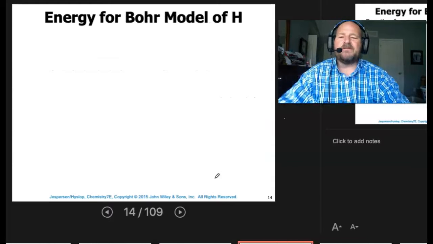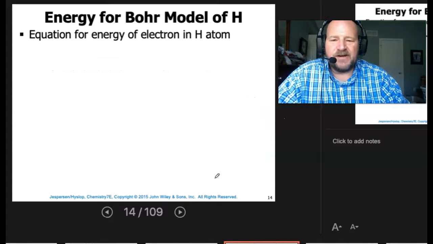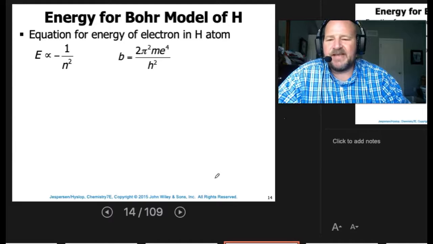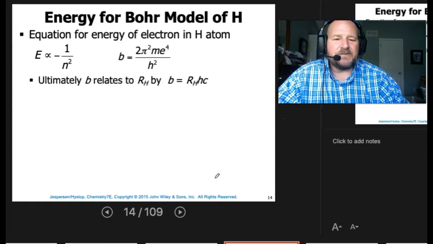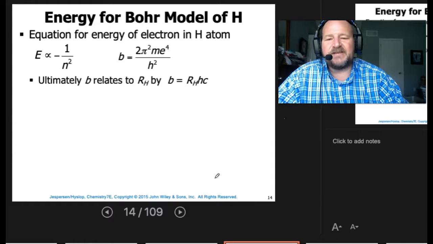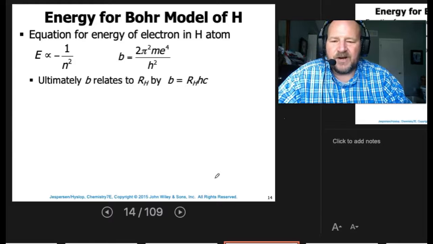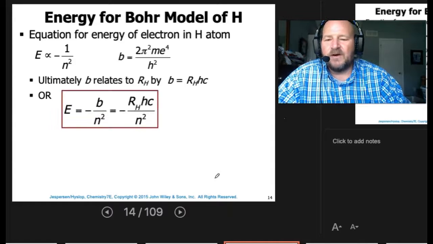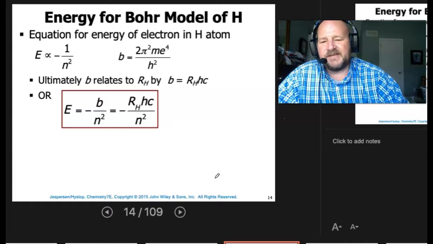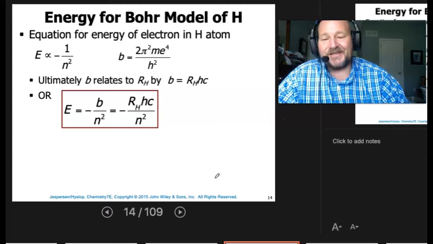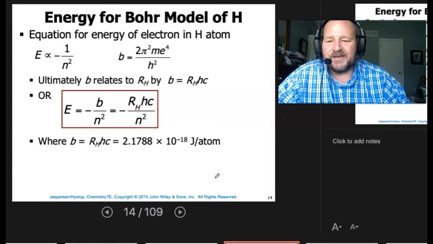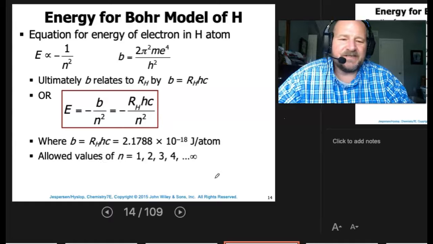So the model for the energy for the Bohr model of hydrogen, the equation for energy of hydrogen in the H atom, he said that E has to be proportional to minus 1 over n squared. B is going to be equal to 2 pi squared m e to the fourth divided by h squared. So ultimately, B is related to the Rydberg constant, where B is equal to the Rydberg constant times hc. Or we can rearrange the equation and say E then is equal to negative B over n squared, which is then equal to negative R_H hc over n squared. Okay, so again, B would be the Rydberg constant fixed into that.